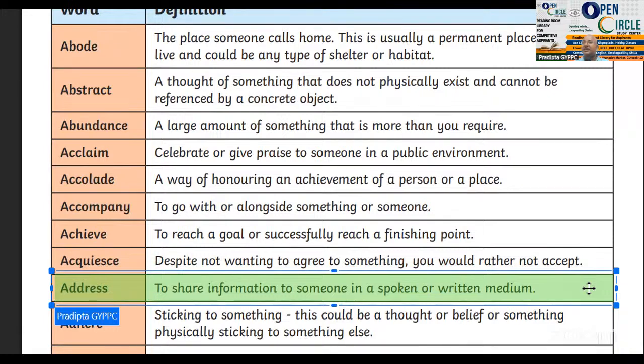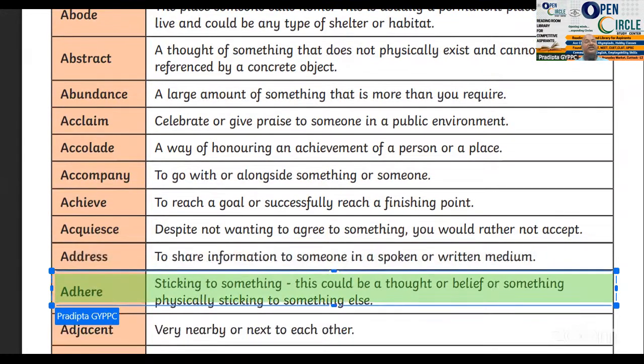So now here it is, address. Address is that information. You must write your address on the letter in clean handwriting. You must write the address on the letter in clean handwriting.